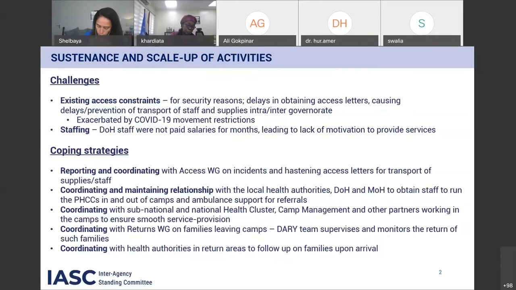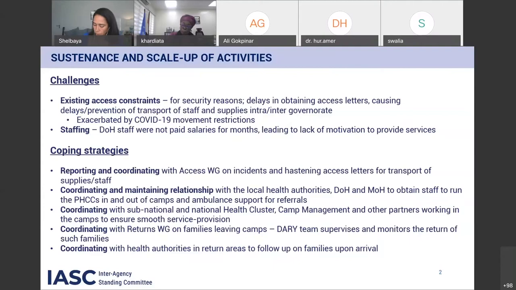As a partner, we also coordinate with the subnational and national health cluster, who are the main guide for all the activities and following of the gaps and needs, and with camp management and other partners working in the camps to ensure smooth service provision, to complement the need, and to identify the gaps and try to solve them.